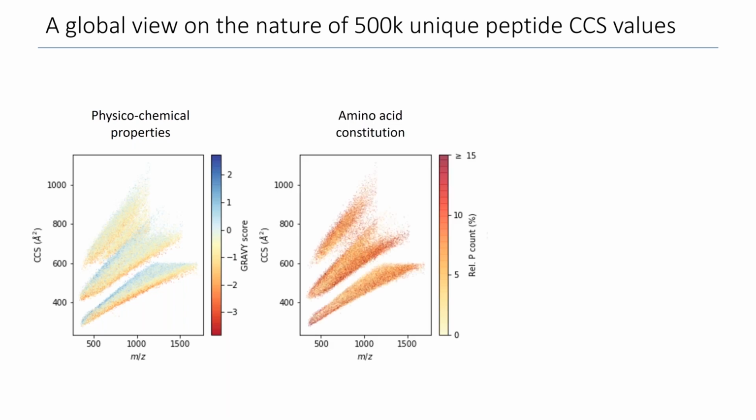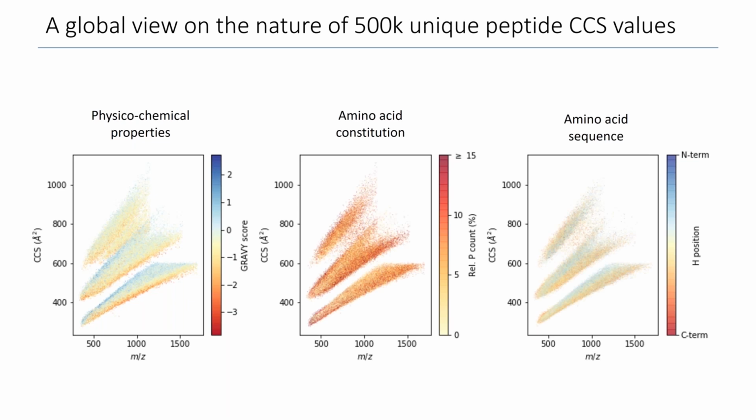So, for instance, what has an influence on the collisional cross section? And you can see, even though it is highly correlated with the mass, there are subtle effects that would change the collisional cross section based on the linear sequence. So you could have the same mass, but a different collisional cross section depending on the physicochemical properties of the amino acids in your sequence, of the constitution of your amino acids, and also the position of specific amino acids. And this is really exciting.